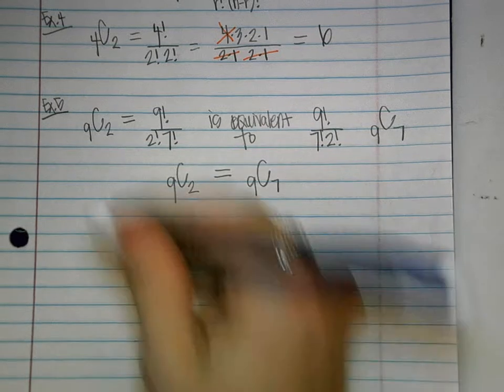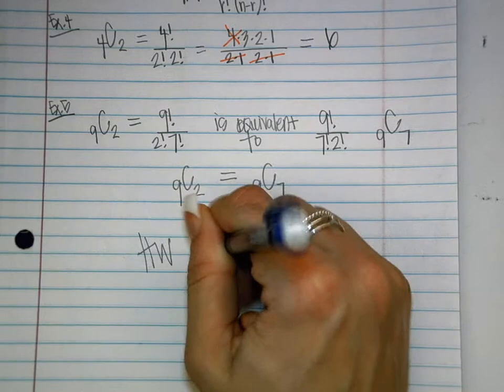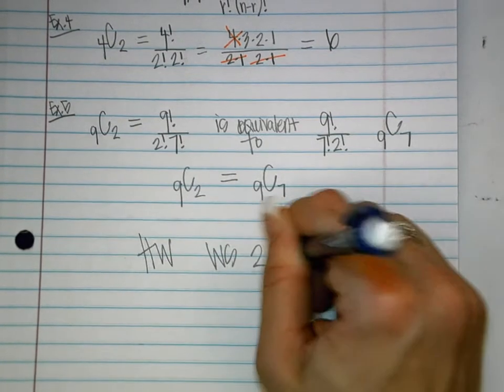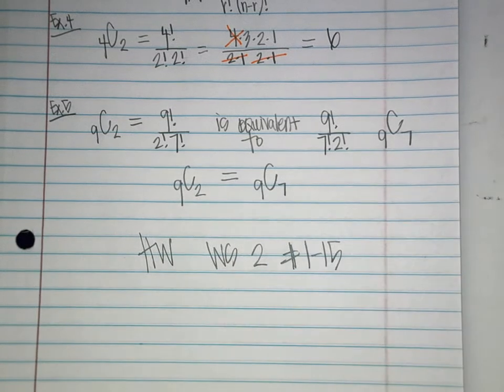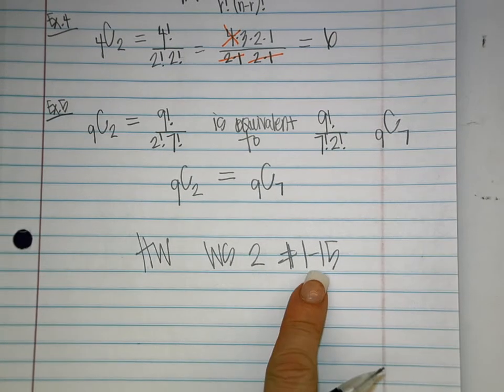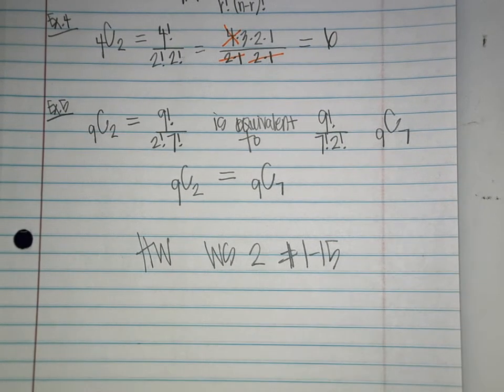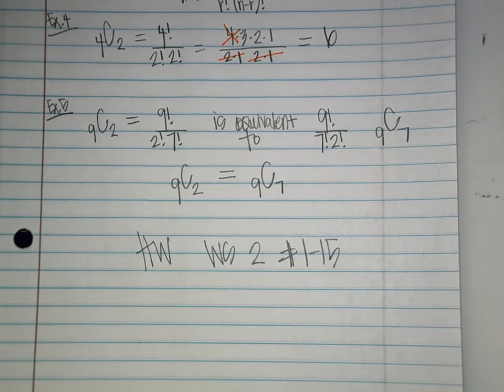Homework is going to be worksheet 2, which I will give you as a handout. You're doing numbers 1 through 15. Almost half of them, though, is just plugging in combinations on your calculator. And yes, you can use a calculator on this unit. Anyone have questions?